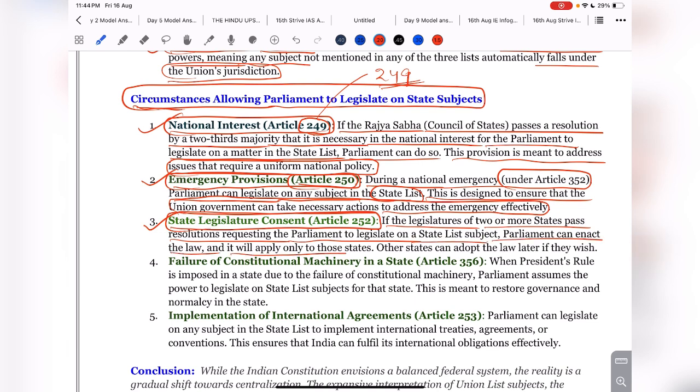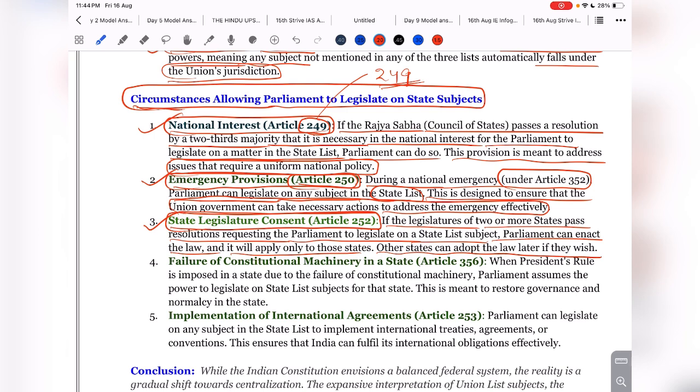For example, let's say Telangana and Maharashtra pass a resolution requesting Parliament to make a law on their state list subject. Then Parliament makes a law. After completion, the law is applicable only to Maharashtra and Telangana because they have requested it, and not applicable to all other states. But later on, other states like West Bengal, Bihar, Odisha, Tamil Nadu can join.